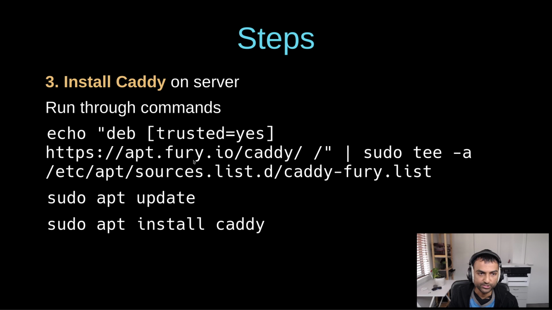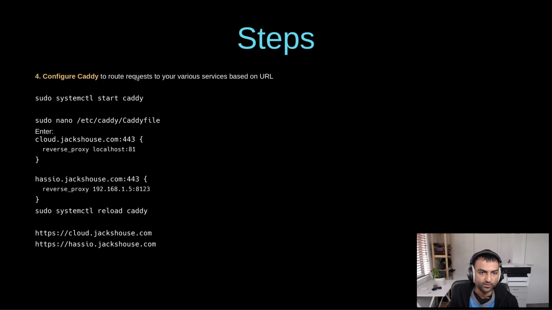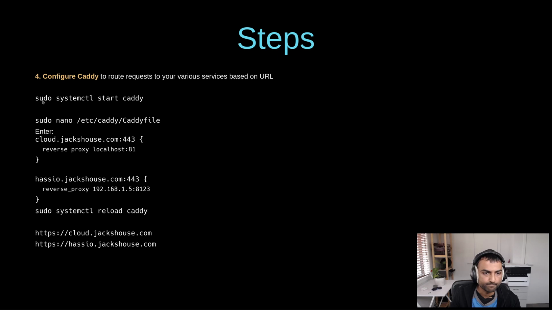And once you have it installed, you then need to set up Caddy to route requests to your various services. So here's an example of a Caddyfile. What you want to do is first make sure you have Caddy running as a system service, and this is pretty easy to do. You just type in this command here, sudo systemctl start caddy, and then once you have that started, you'll be able to edit the config file.